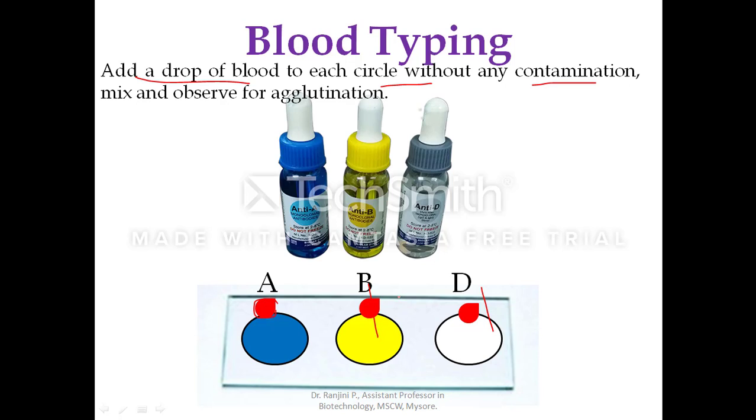After adding one drop of blood to the respective circles labeled A, B and D, with a fresh, separate toothpick, you have to mix the solution. The toothpick which is used in the A circle should not be used in the B. So take a separate toothpick, and then mix the blood immediately with the antisera solution, and there should not be any contamination.